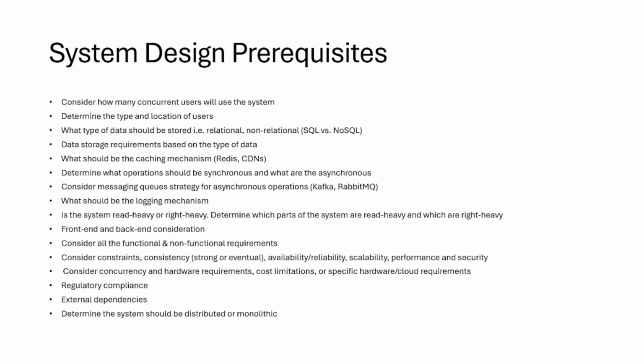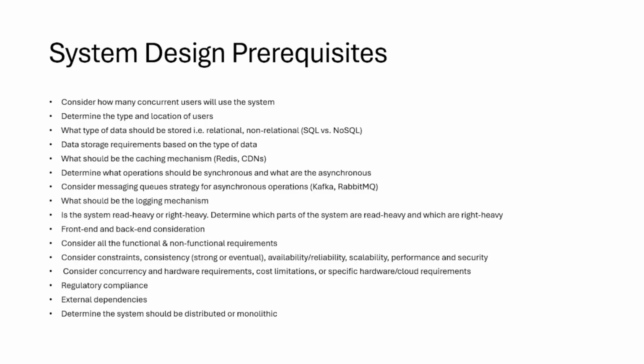Handle each synchronous or asynchronous operation in an efficient way. So you have to identify the part of the business implementation which should be a synchronous implementation and which should be an asynchronous implementation. Consider a messaging queue strategy for asynchronous operations. So for messaging, you have, for example, Kafka or RabbitMQ. You can use those tools or any other cloud tools available from Azure or Amazon, or AWS, I mean. What should be the logging mechanism? You should also consider the logging mechanism.